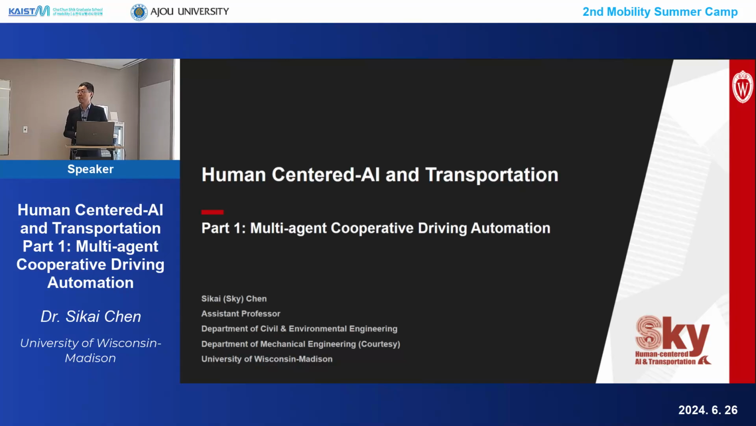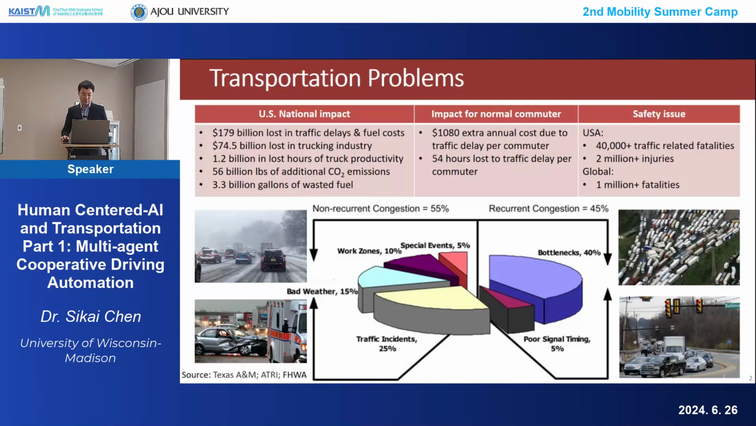So we are going to have two presentations. Part one will be focusing on multi-agent cooperative driving automation. And the second one, we're going to talk about digital twin-enabled interactive autonomy. So without further ado, we can get started.